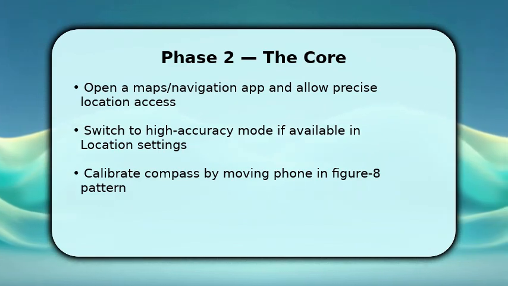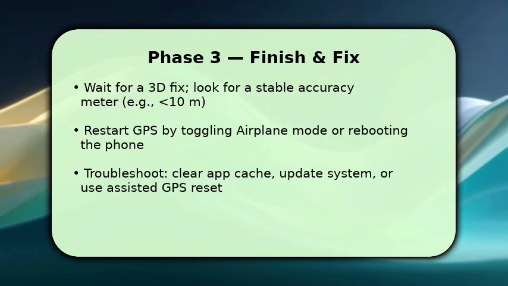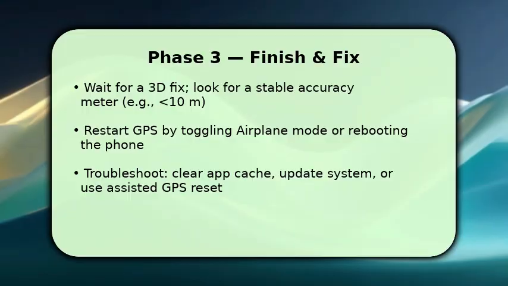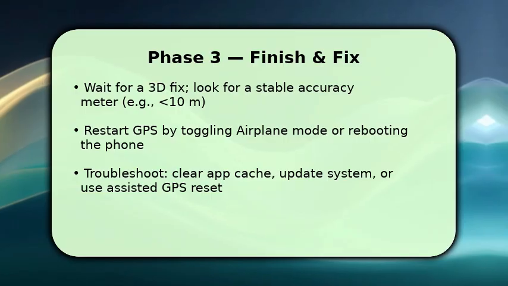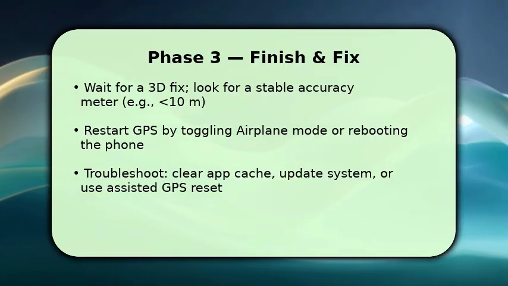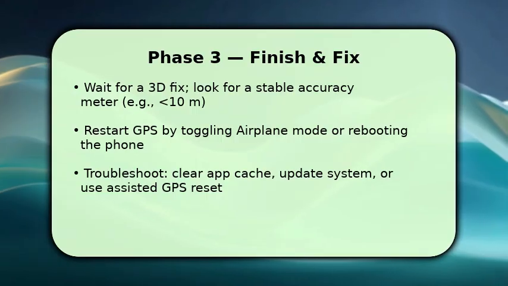Finish by verifying a stable GPS fix. Look for a 3D lock and an accuracy reading, ideally under 10 meters. If the signal is weak, toggle airplane mode or reboot your phone to restart the radio. This often forces a fresh satellite handshake.